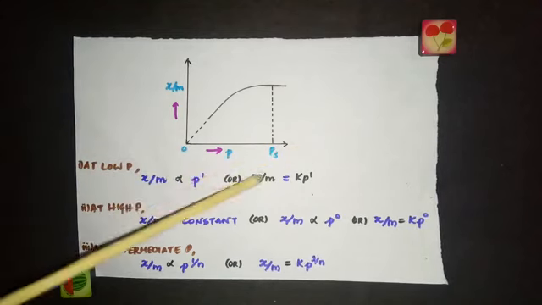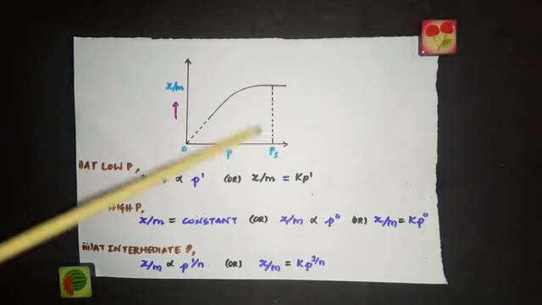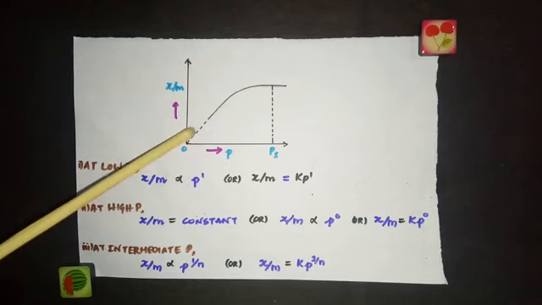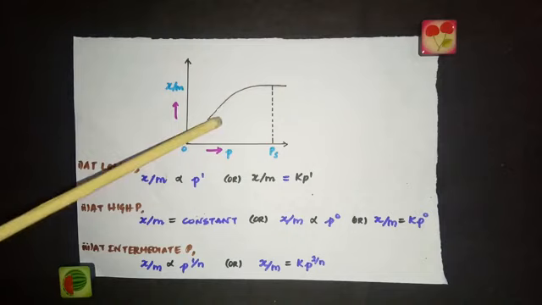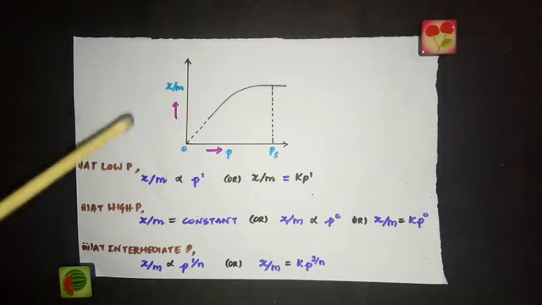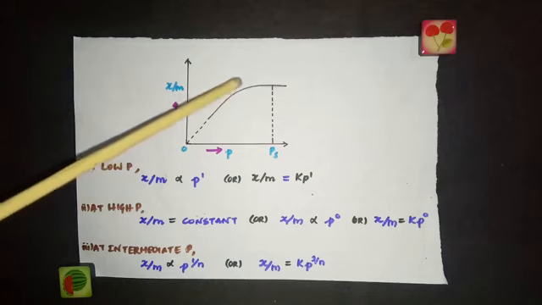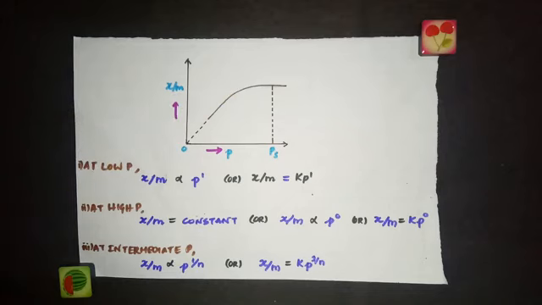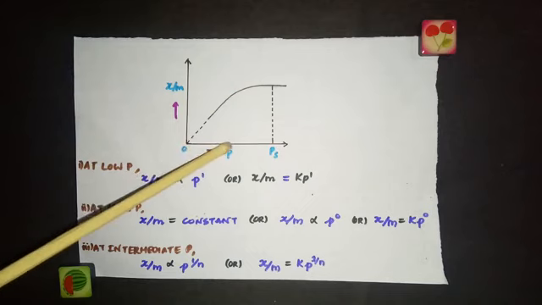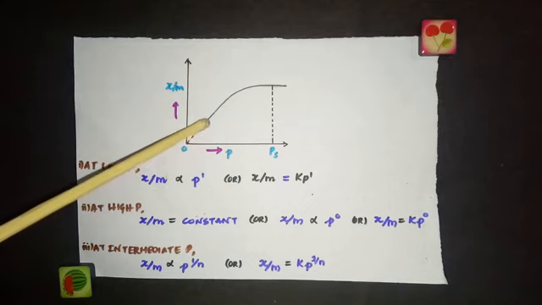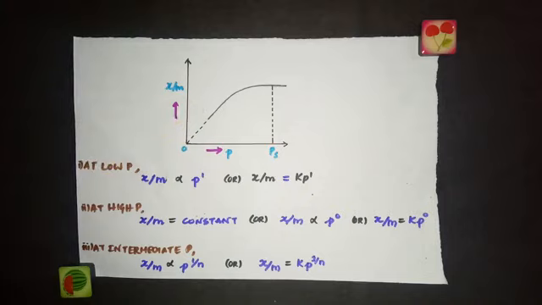This is x by m, this is the pressure of the gas, and this is the equilibrium pressure where the saturation point is reached. Now from this graph it is very clear that at low pressure the graph is almost straight. See, this is the low pressure. Here the pressure starts from 0. So in the low pressure region the graph is almost straight. This means that x by m is directly proportional to the pressure. That's why we get a straight line.